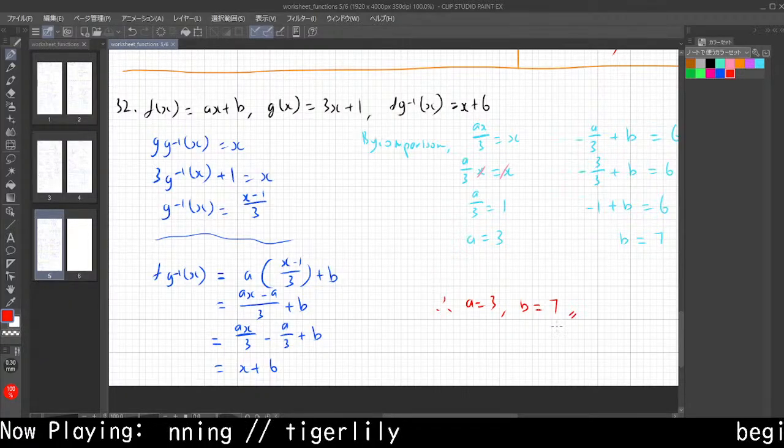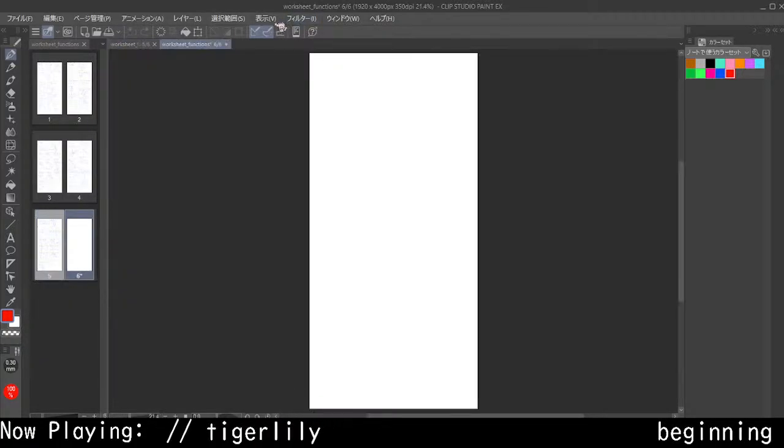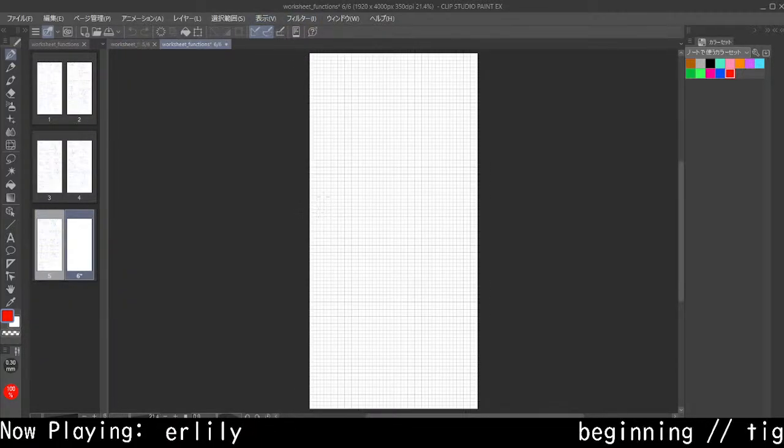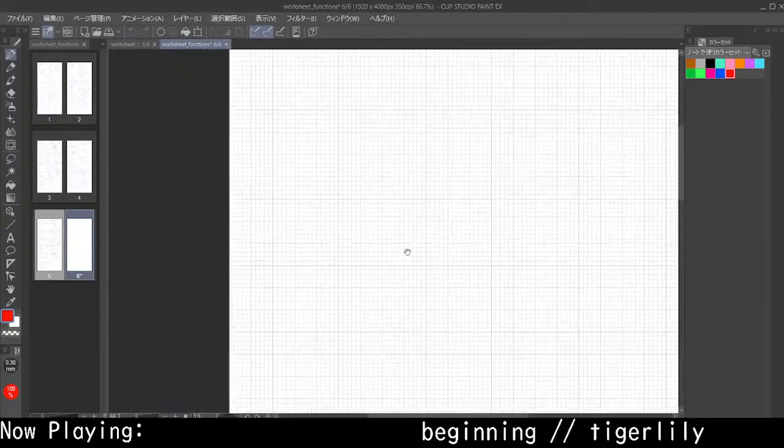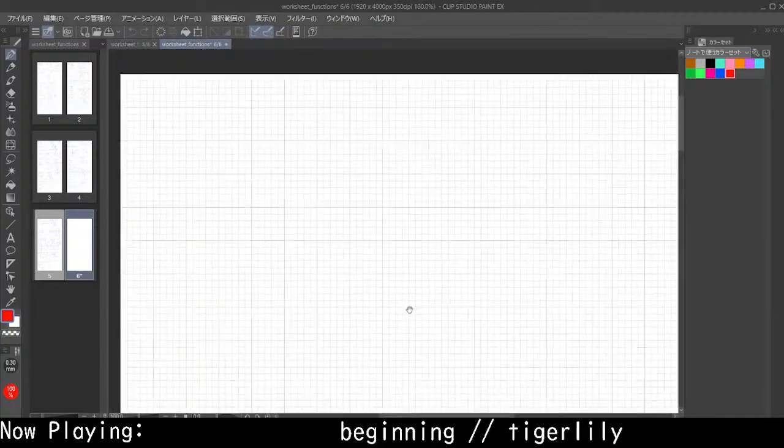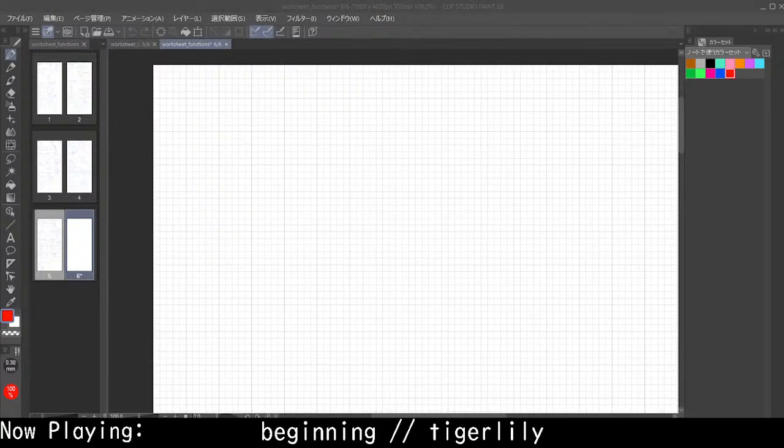Next page. Can finish within 2 hours? Probably.